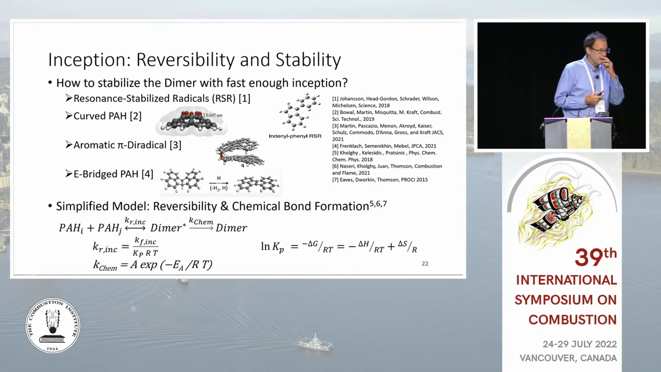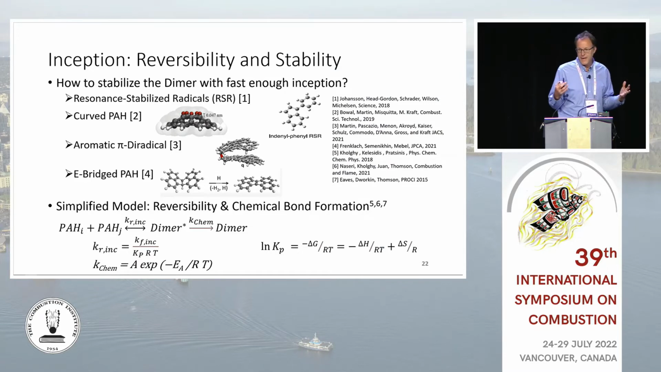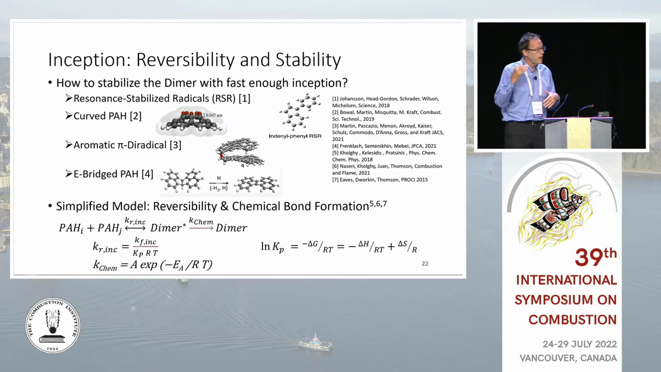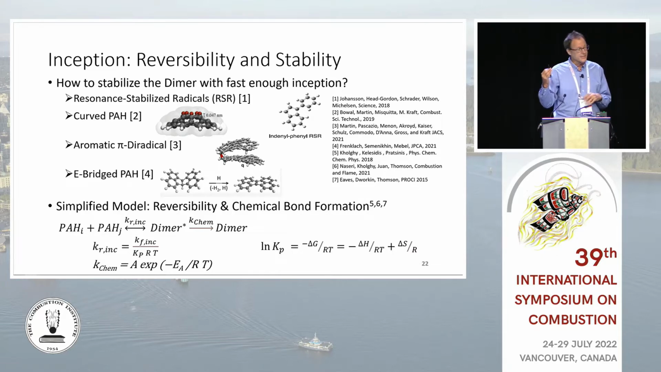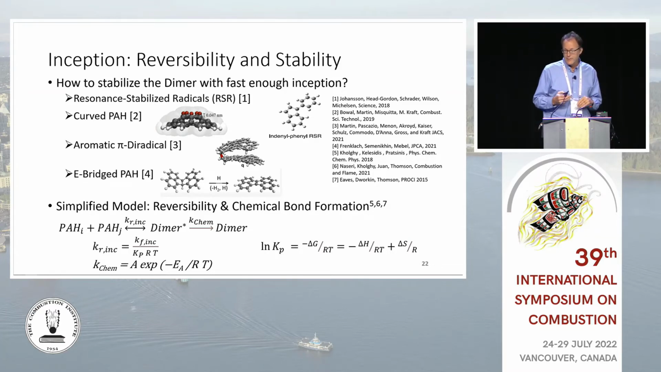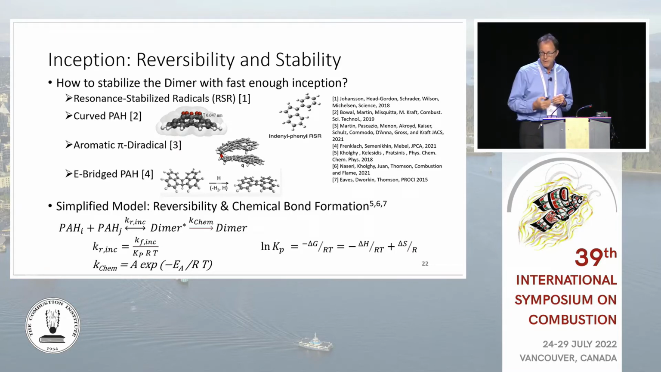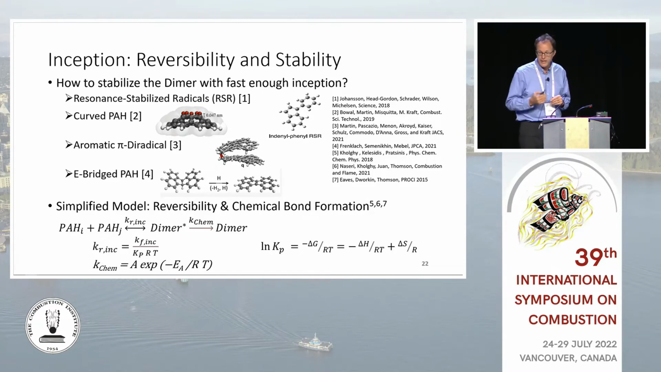So the question that many people are wrestling with is how to stabilize the dimer, yet at the same time have fast enough inception. And there are a number of different proposals. I recommend to you a recent review article by Jacob Martin on exactly this issue. But I'm just going to mention a few. A lot of interest in resonantly stabilized radicals. Hope Michelsen was leading that. Then from the Cambridge group, we have the curved PAHs and the aromatic pi-diradical ones. And then from Frenklach and coworkers, we have the exo-bridged PAHs.